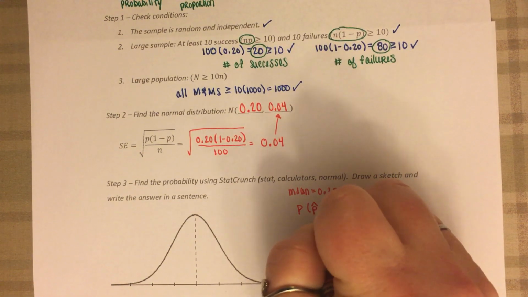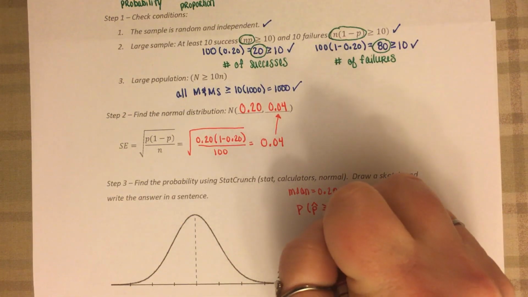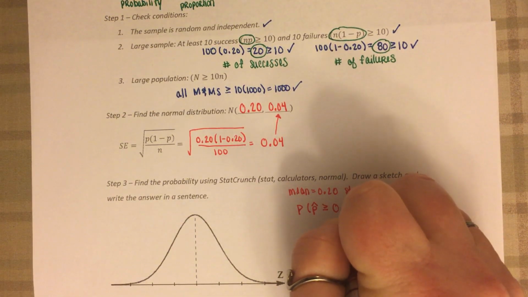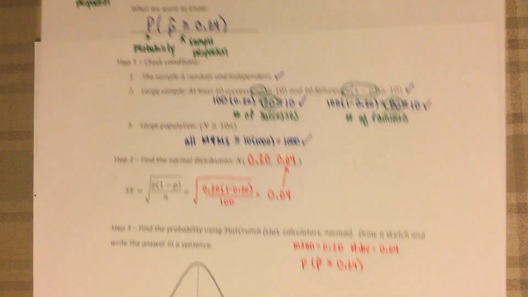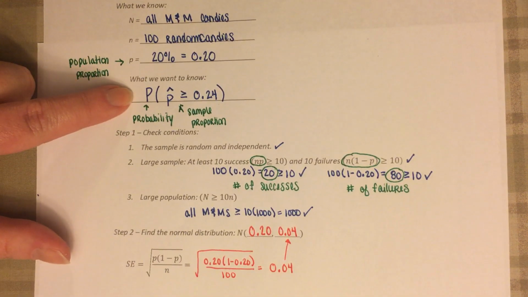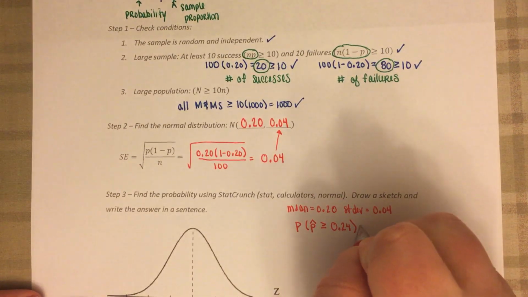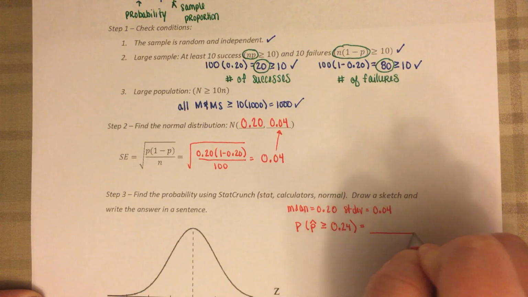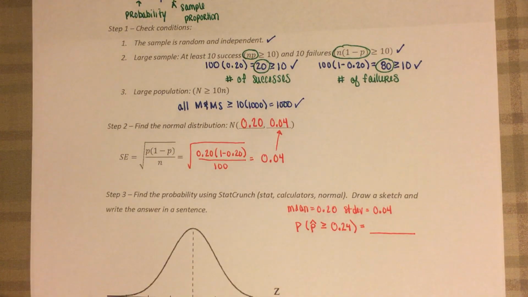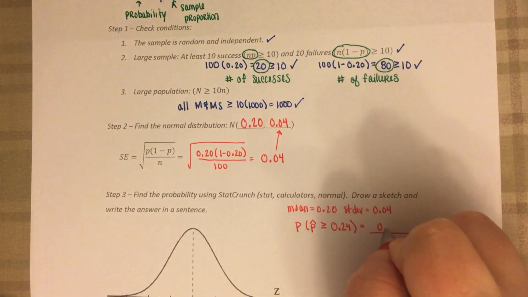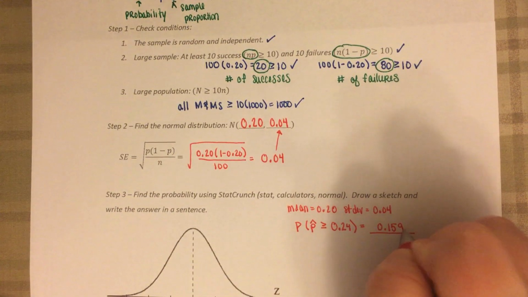We're going to select our greater than or equal to, right? And we're going to type in 0.24, because if we go back up to our statement of what we want to know, that's what we're going to plug into StatCrunch. So this statement that we had up here is what we're going to plug in, right? And this is going to be the answer that we are given via StatCrunch. So if we plug this into StatCrunch, we get 0.159.